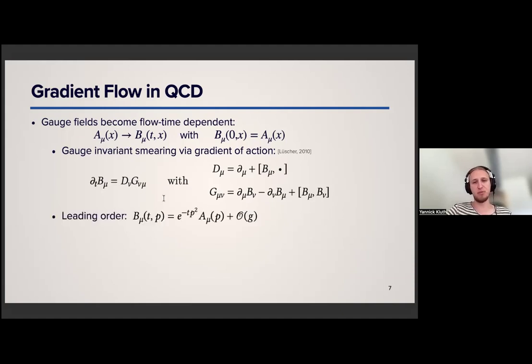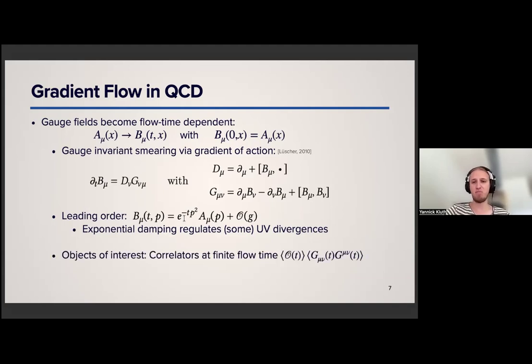We can also see that if we solve this equation on the right-hand side at leading order, we explicitly get an exponential damping factor, which is intuitively motivated by the heat kernel-like diffusion that I mentioned before. This should show us that we can expect some smoothing of our quantum fields. It also means that this exponential factor will not regulate all, but will regulate some of the UV divergences that we typically encounter in Feynman diagrams.